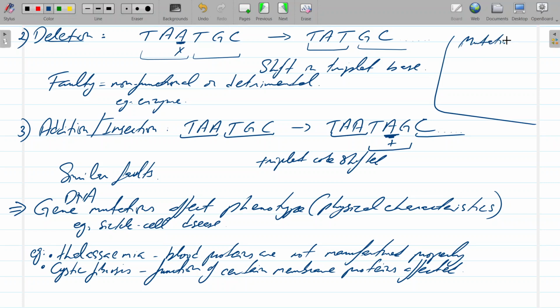So mutations in non-coding regions of DNA will not have any effects. And we are done with talking about gene mutations. So there are slight details and elaborations in the chapter, so you can take a look at that. Any questions? No, sir.